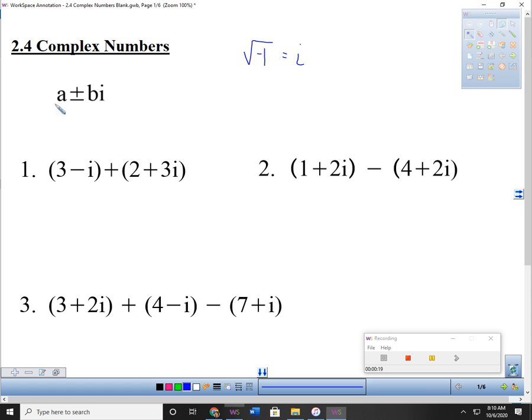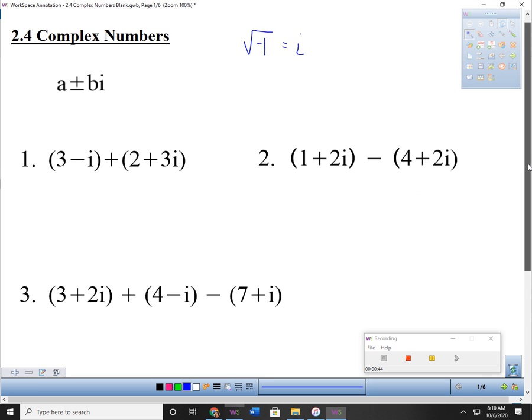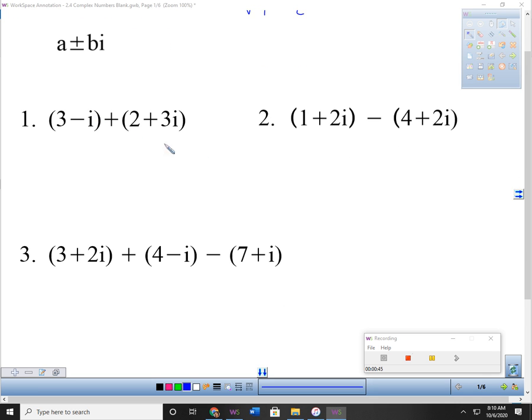So the complex numbers are written as a number plus a number times i, or a number minus a number times i. So when I add two complex numbers together, I literally just add the same spots. So if I take the 3 and I add that to the 2, that gives me 5. And then I've got -i plus 3i, that would be positive 2i, and there's my answer.